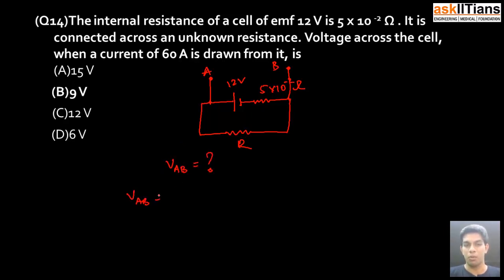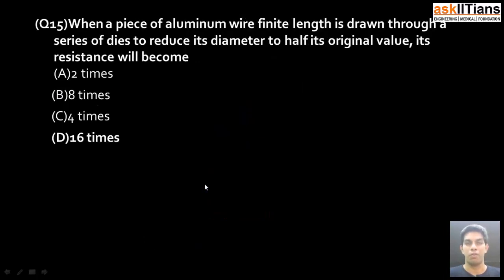VAB is actually equal to E minus Ir, I being the current which is flowing in the circuit, r being the internal resistance of the cell. So it's 12 volt minus 60 into 5 into 10 to the power minus 2. So this comes out to be 9 volt. So VAB, that is potential across the cell, is 9 volt. Hence B is the correct answer. So let's move on to the 15th question.